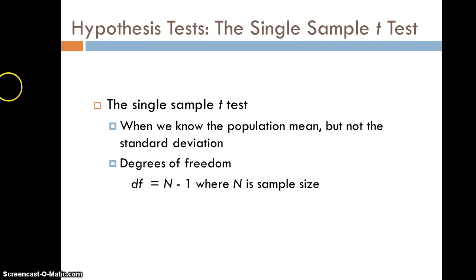So in terms of hypothesis testing, this is just to introduce you to the single sample t-test. We use this when we know the population mean, but not the standard deviation. And now we have a new thing that we need to use in order for us to understand which one of the t distributions, because they're a set of distributions, a family, we use. And we're introducing something called degrees of freedom.